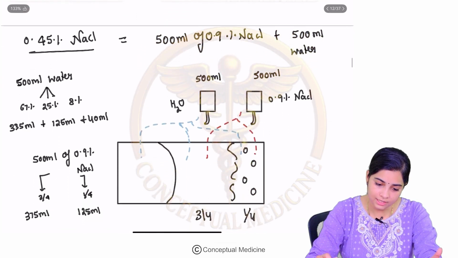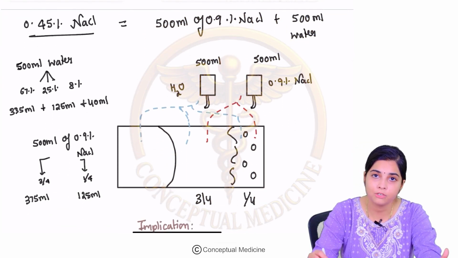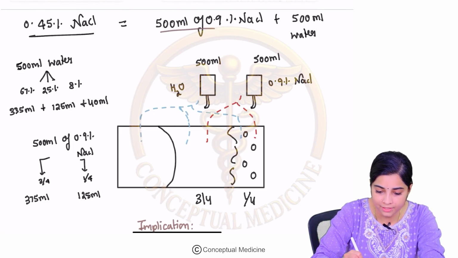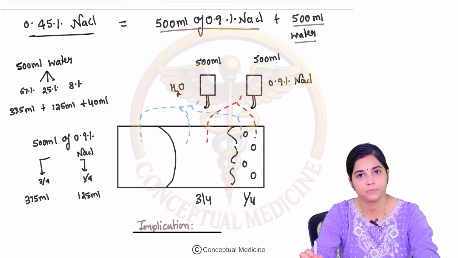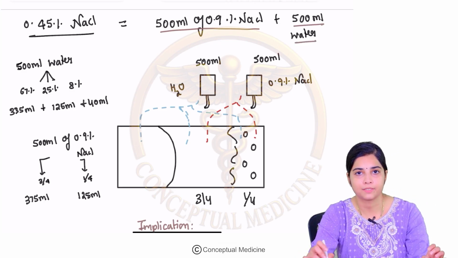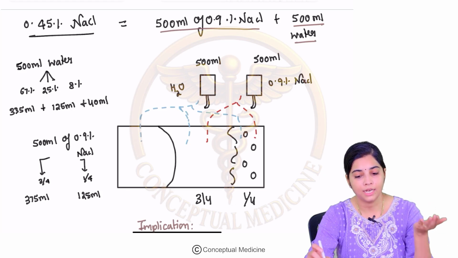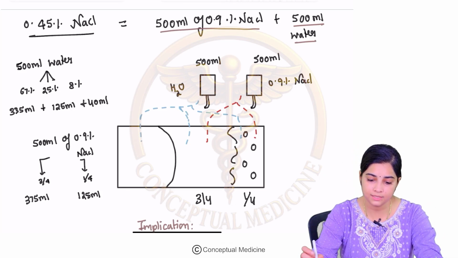Okay. Now let us understand 0.45% NaCl. So in this 0.45% normal saline, what is it? It is equal to 500 ml of 0.9% NaCl along with 500 ml of water. So to obtain this concentration, we take 500 ml of 0.9% NaCl and you add an extra 500 ml of water to it, it becomes 0.45% NaCl, right?